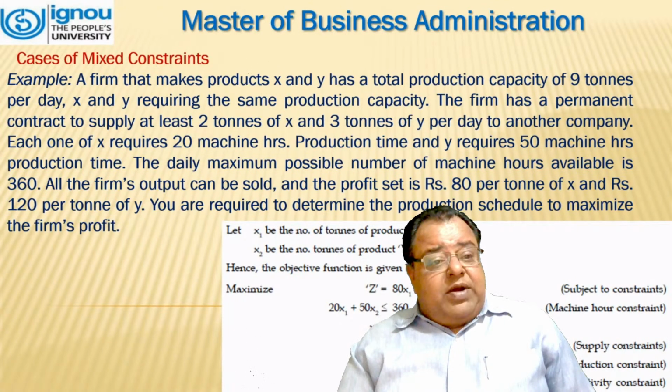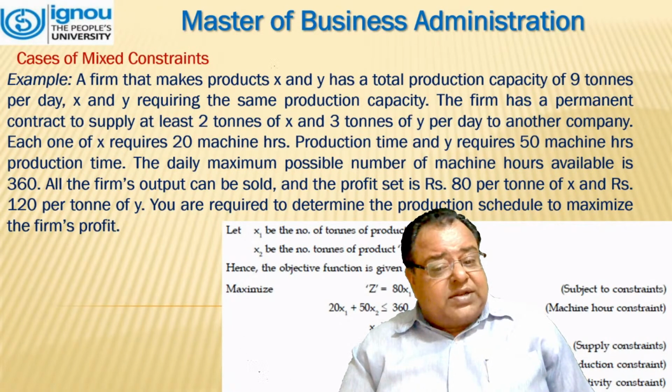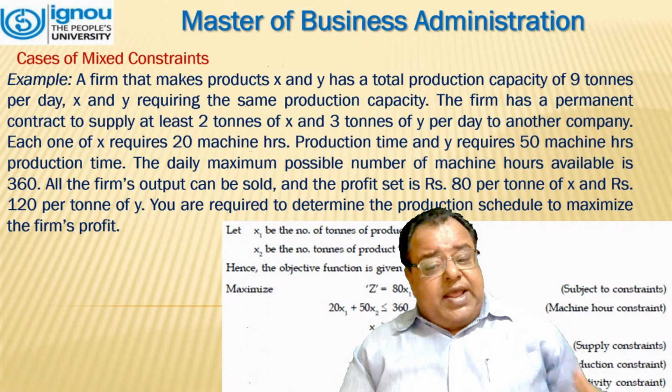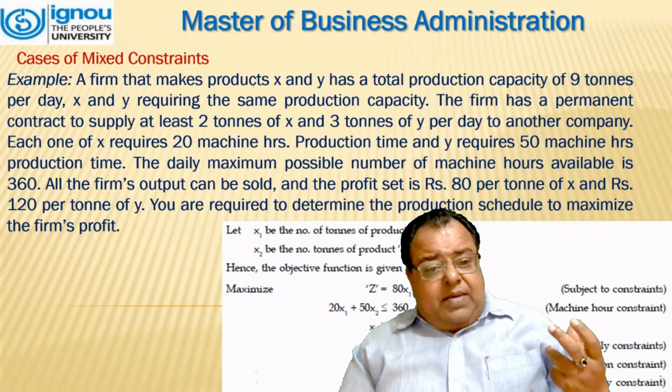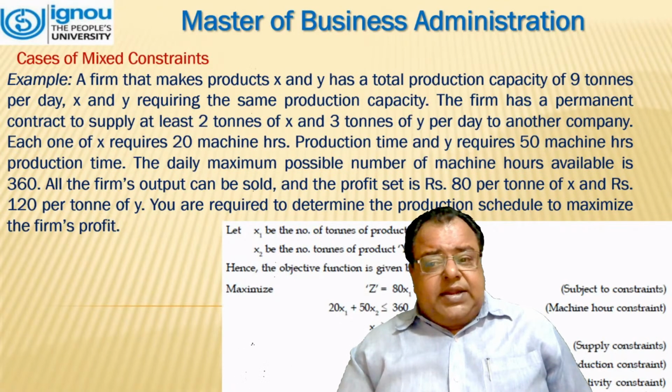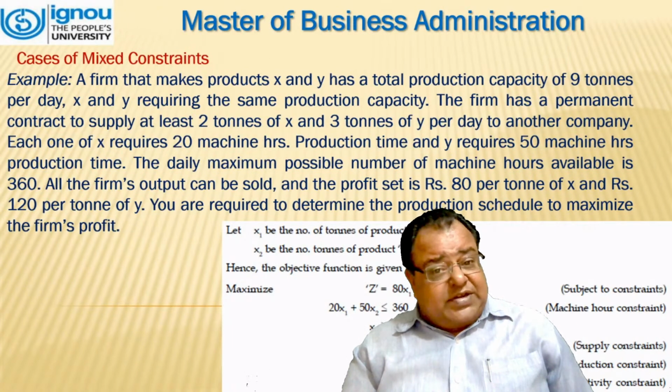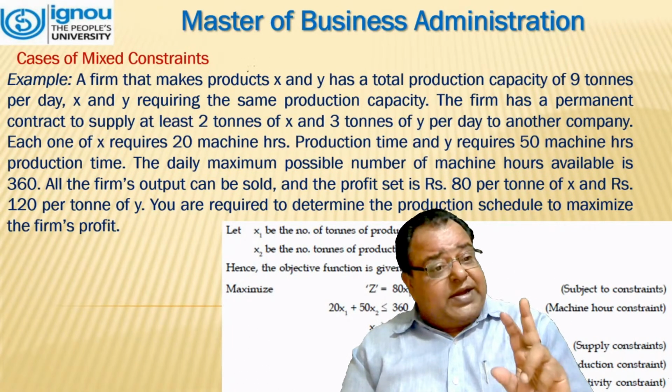Because the firm has a permanent contract to supply at least 2 tons of X and 3 tons of Y per day to another company, X1 should be greater than or equal to 2 and X2 should be greater than or equal to 3. These are the supply constraints. Now, what about the production capacity? That means X1 plus X2 should be less than or equal to 9. That is the production constraint, and it is in the very first line: a total production capacity of 9 tons per day.